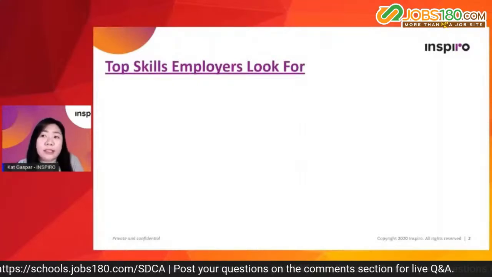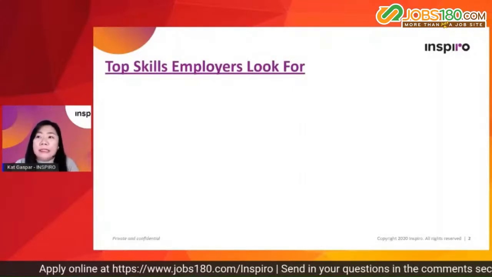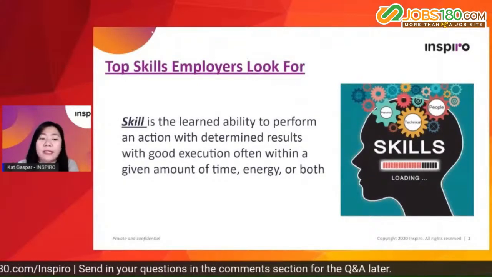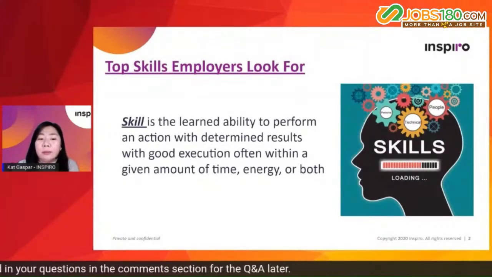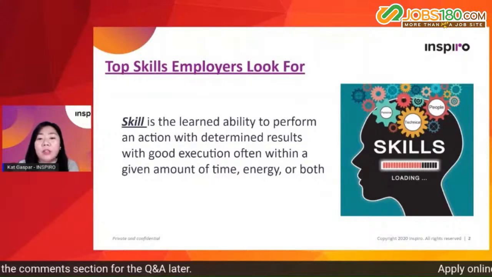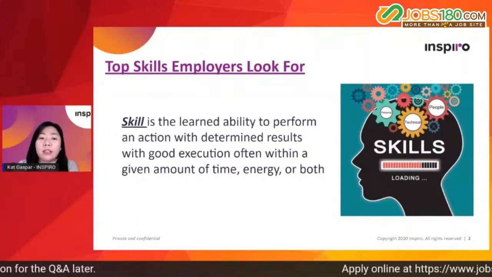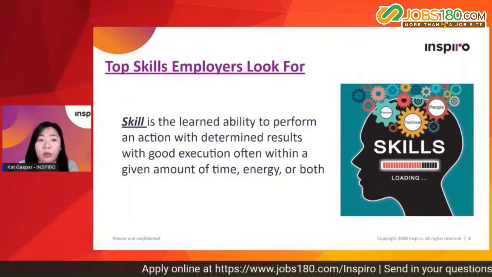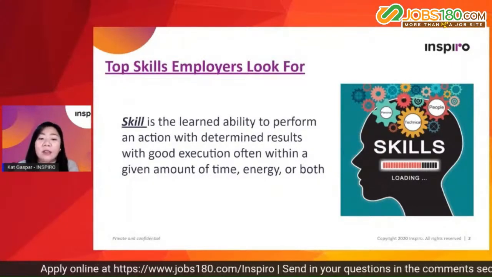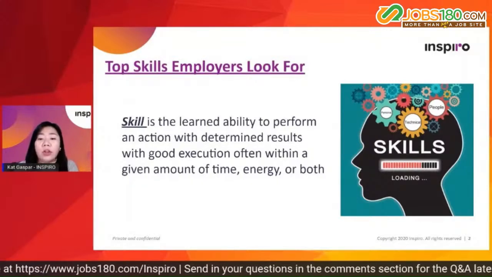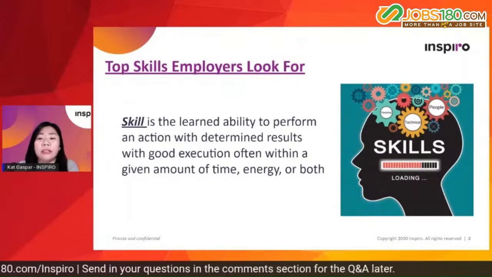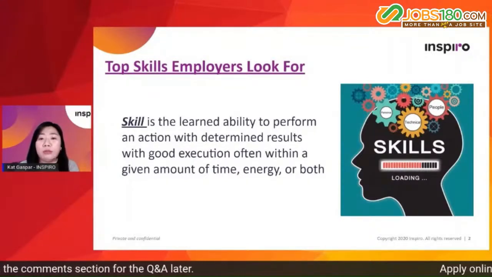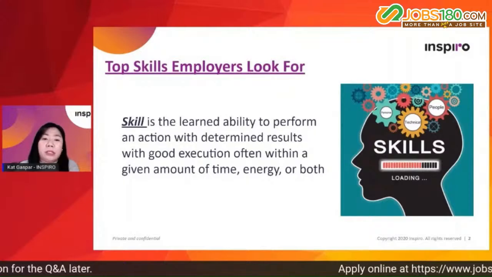Okay, let's first define what is skill. It says here that skill is the learned ability to perform an action with determined results with good execution, often within a given amount of time, energy, or both. So these are your talents that you use in order to do your job or a certain task. Oftentimes, employers check on your skills so they can determine if you should move to the next process.